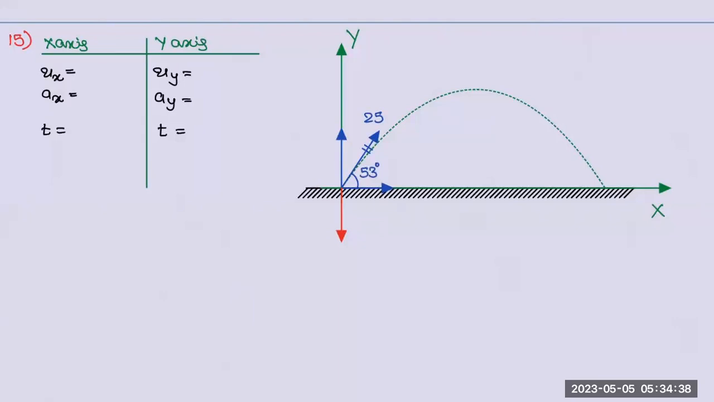Tell me, what is the horizontal velocity? Quick, someone. 15. Vertical? 20. Clear? This is the first part you need to do. So vertical velocity is 20, horizontal is 15. Acceleration along x-axis is 0, along y-axis is minus 10. Standard stuff it is. Up to this you can do, right? Even if you don't understand anything, you must do up to this point.